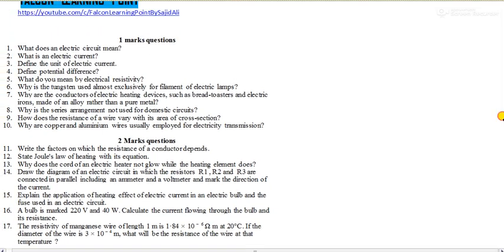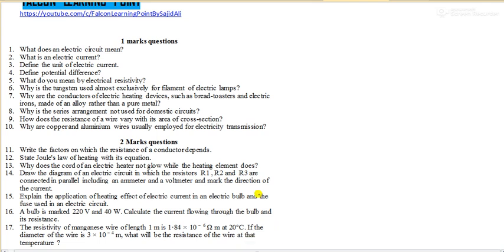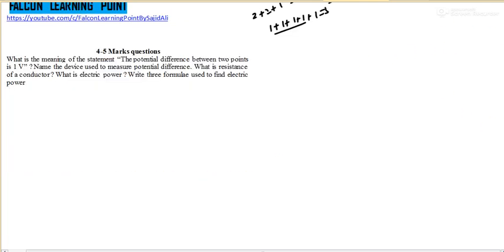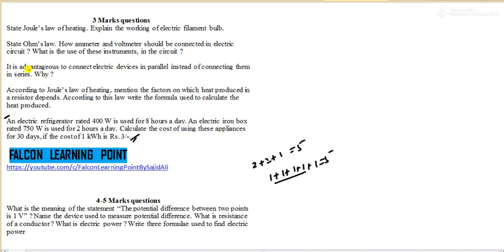And one more important thing, these questions which I have written here for 2 marks, try to learn them. Okay, they are very important. Whatever is in this diagram, resistors in series and parallel. And in 3 marks they mainly ask, state Joule's law of heating, state Ohm's law. Okay, all these questions in this third set are very important. Learn them. If you don't have the answers, you can text me on WhatsApp or write it in the comment section along with your phone number.